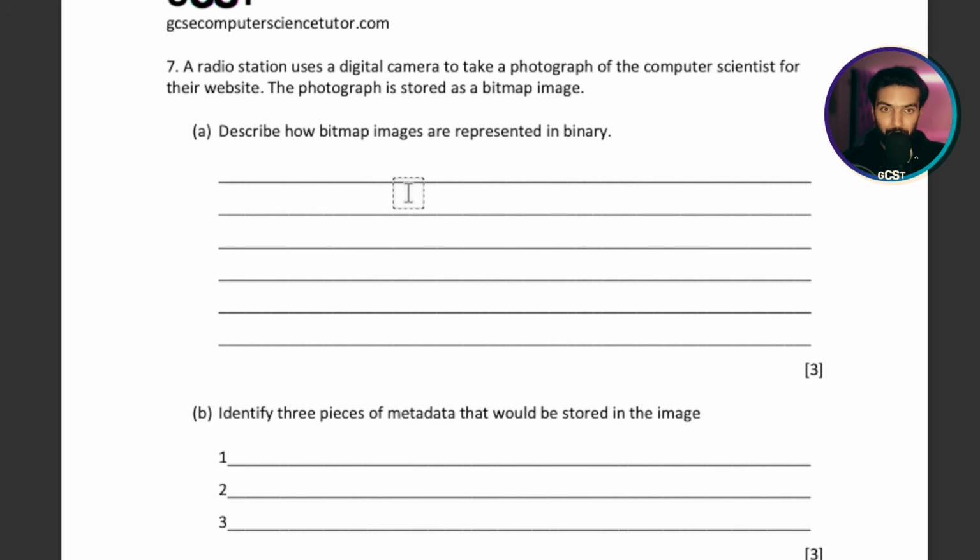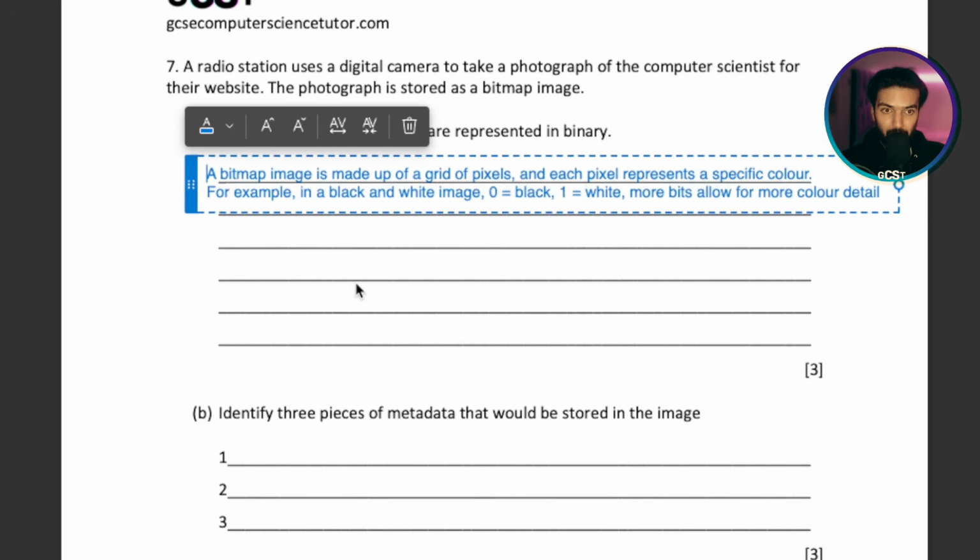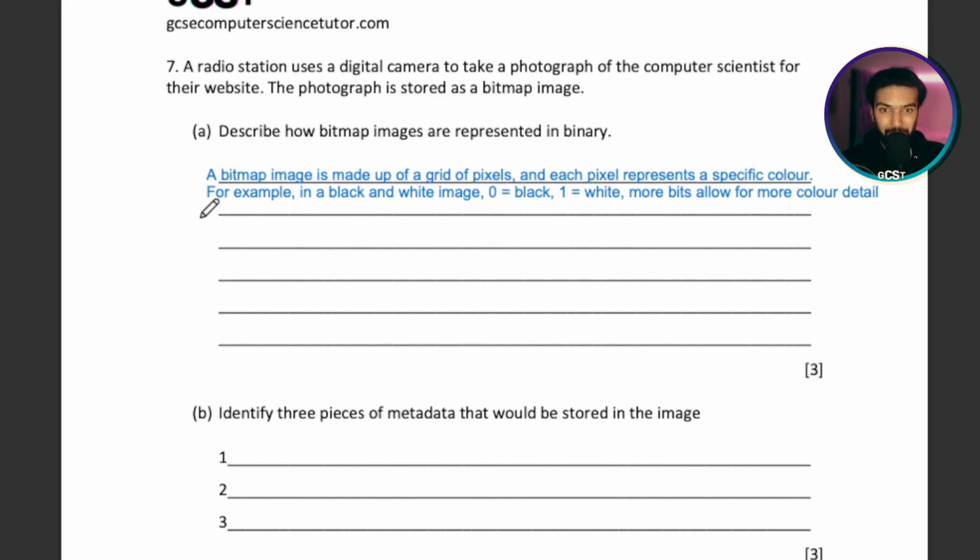A radio station uses a digital camera to take a photograph of a computer scientist for their website. The photograph is stored as a bitmap image. Describe how bitmap images are represented in binary. An image is made up of a series of pixels. Each pixel is a specified color, which is in binary. So perhaps with an example, in a black and white image, perhaps 0 is black and 1 is white. That's how it would be represented, and more bits allow for more color detail.